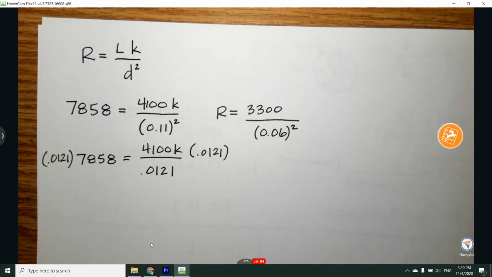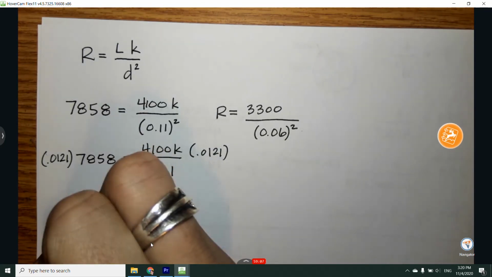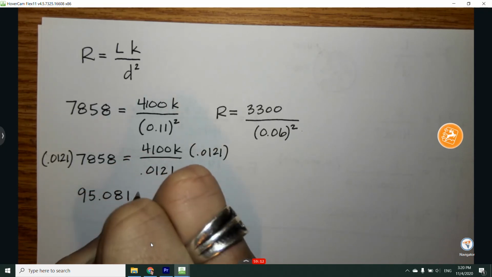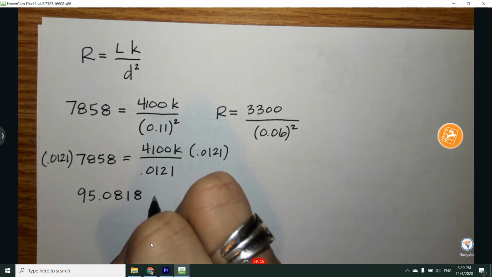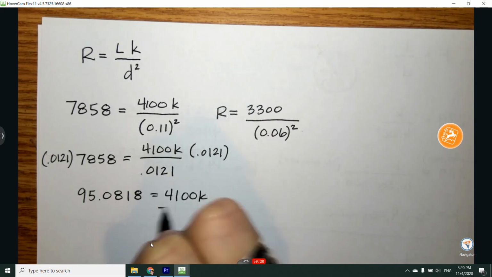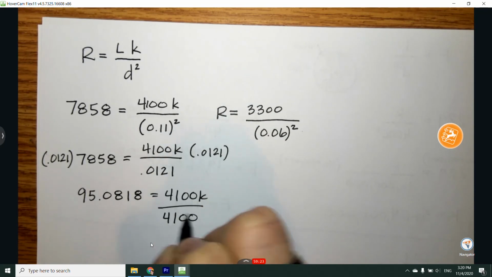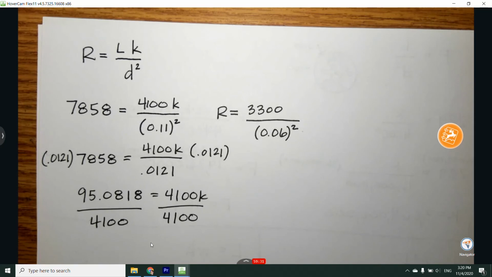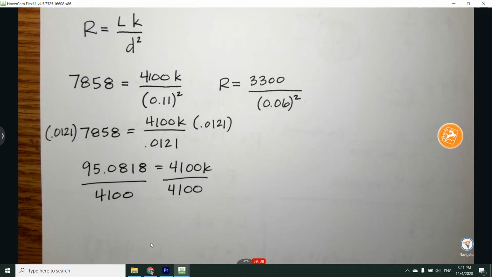And so that gives us 95.0818, and this equals 4,100. Okay, so we're going to divide both sides by 4,100. And this gives us a crazy decimal. I'm not sure how many it said to keep it to, but I'm going to write quite a bit.